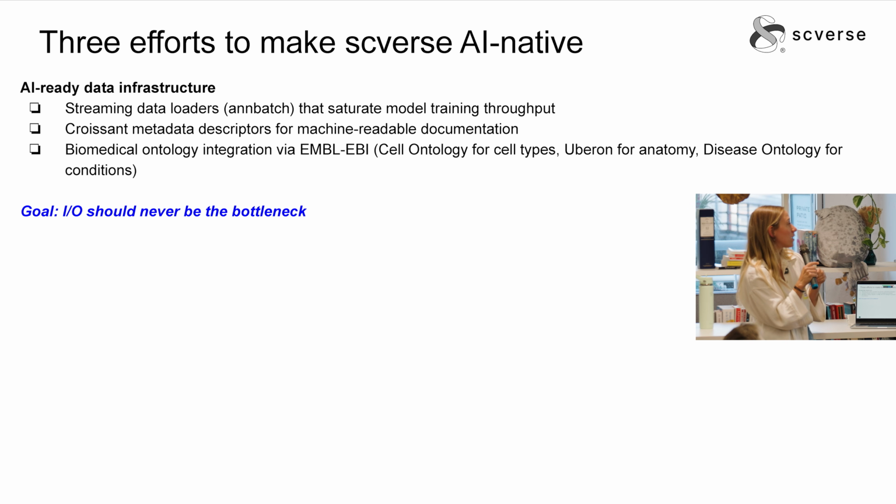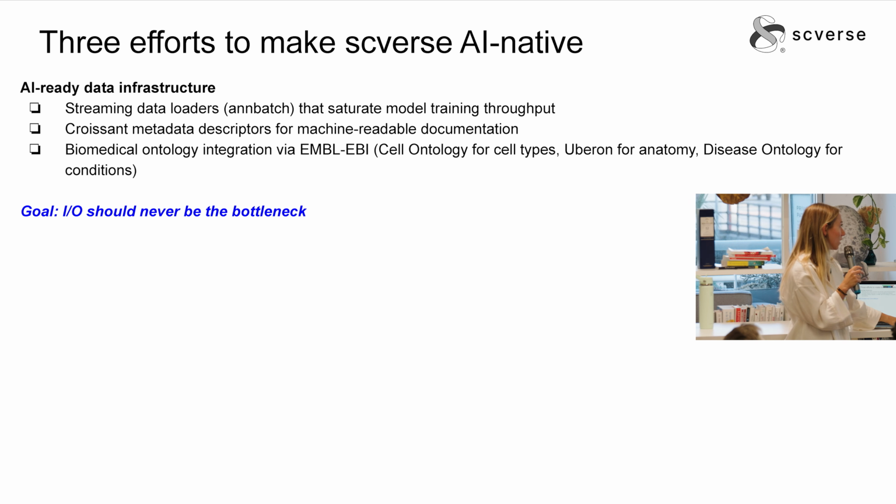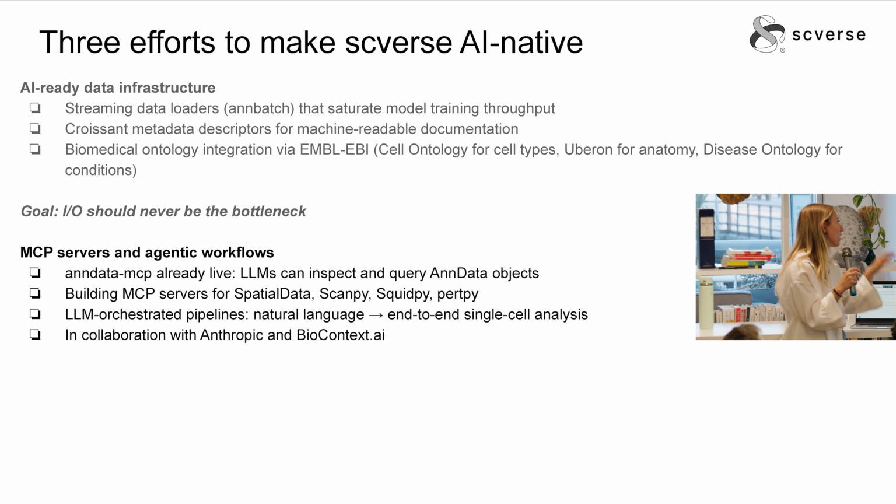And finally, we want to connect also everything with the existing cell ontology, the existing ontologies, especially EMBL-EBI is our main target. We have cell ontology for cell types, Uberon for anatomy, and disease ontology for conditions. In general, the main issue we solved with Unbatch is the input-output, because a lot of times you end up spending more time on loading your data than actually training the models. So that was the first goal. It's kind of solved. We're still working on it, but Unbatch is live. It exists. You can use it.